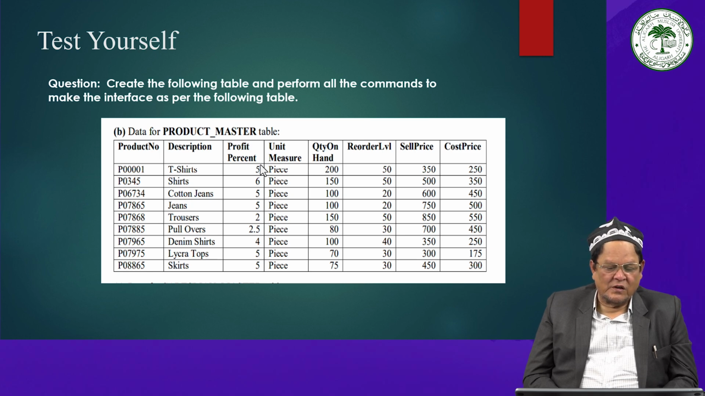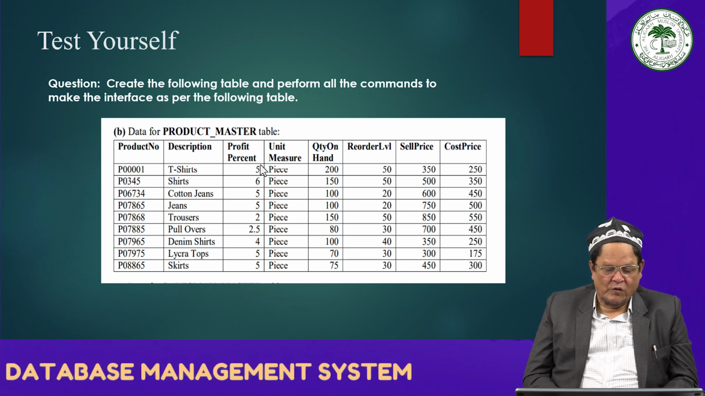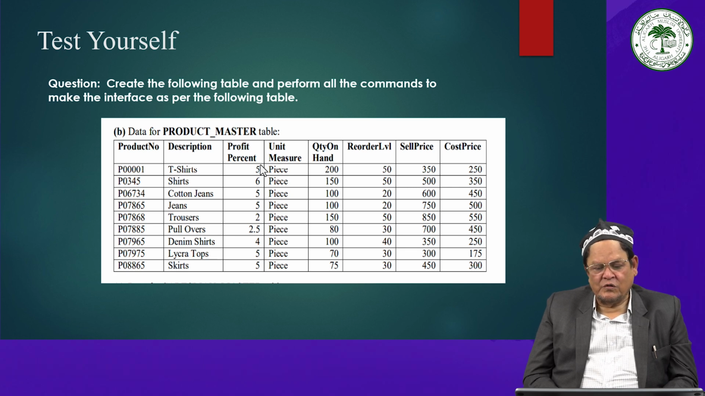Then the descriptions of products: t-shirt, shirt, cotton jeans, pullover, denim t-shirt, lycra tops and skirts. These are the descriptions and attributes you have to develop, and you have to perform all the commands which I have discussed today. You have to use those commands.